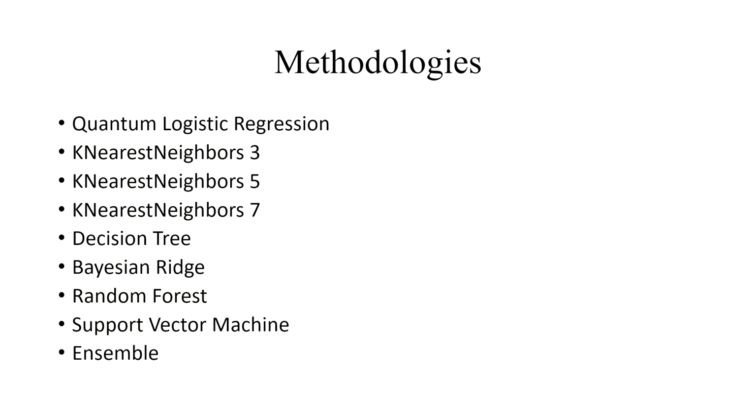So since we are comparing the results, we have to try it with several other machine learning algorithms, the classical or the traditional ones. So we have k nearest neighbors 3, k nearest neighbors 5, k nearest neighbors 7, decision tree, Bayesian ridge, random forest, support vector machine, and ensemble, and of course the quantum logistic regression.